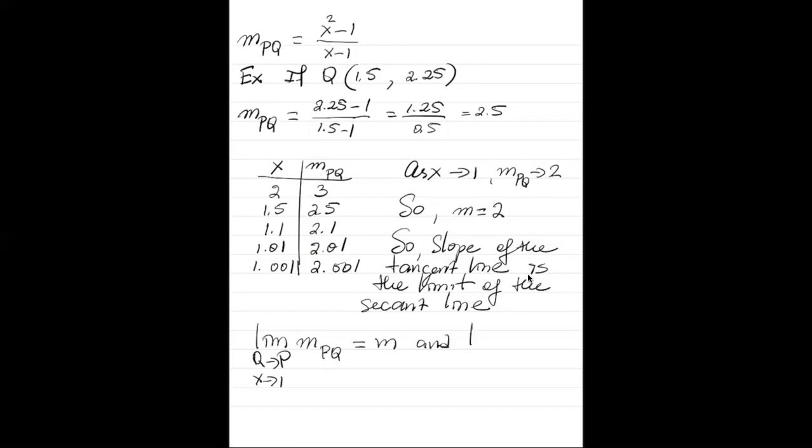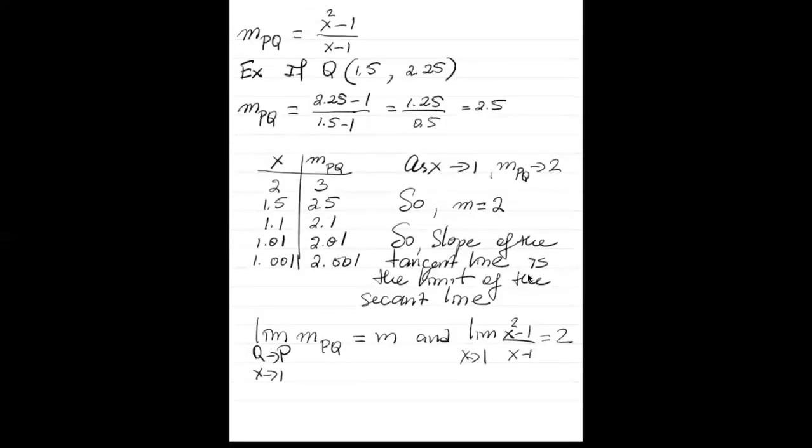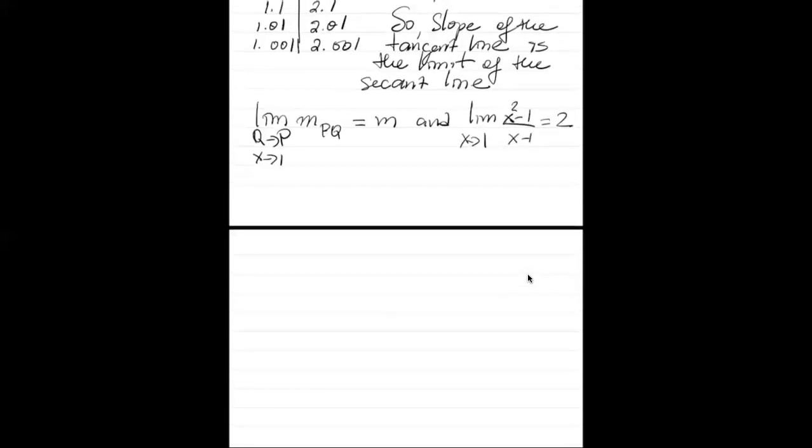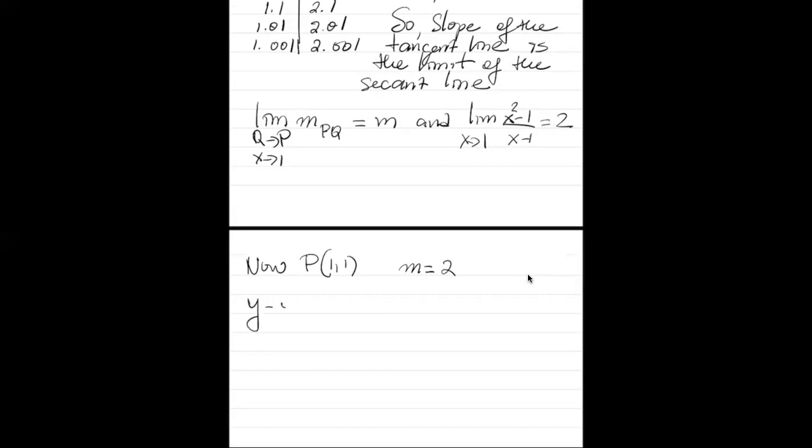And we can write that the limit of x squared minus 1 over x minus 1 when x approaches 1 is 2. So now we have a fixed point that's given. We have the point P that was given with coordinates 1, 1. We assume the slope is 2, so we can write the equation of a line using the point slope form. So y minus y1 equals m times x minus x1. We call this point slope form, where you know the point and the slope.